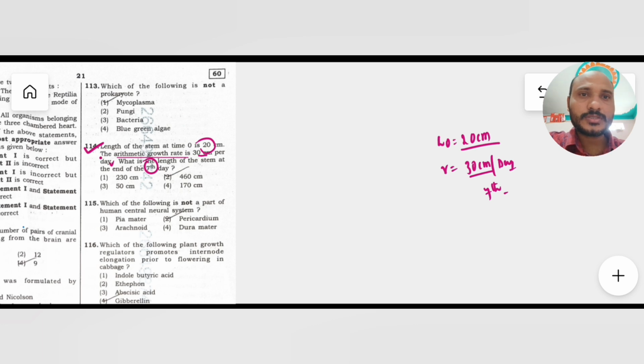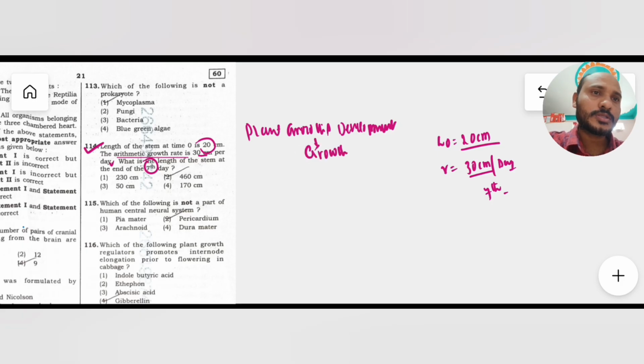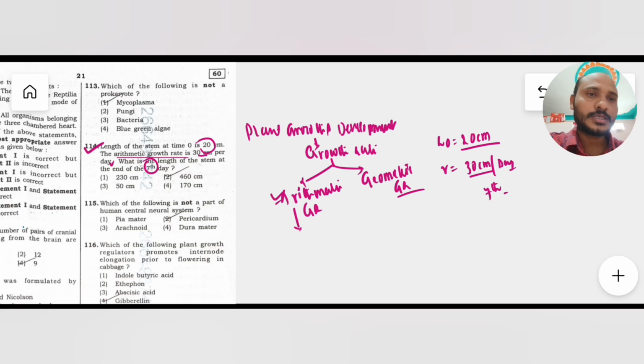Generally these questions come from plant growth and development, which mainly focuses on growth rate. Generally there are two types of growth rate: one is arithmetic growth rate, and the second is geometric growth rate. Here it is asking about arithmetic growth rate, and we have a formula for it: Lt equals L0 plus rt.